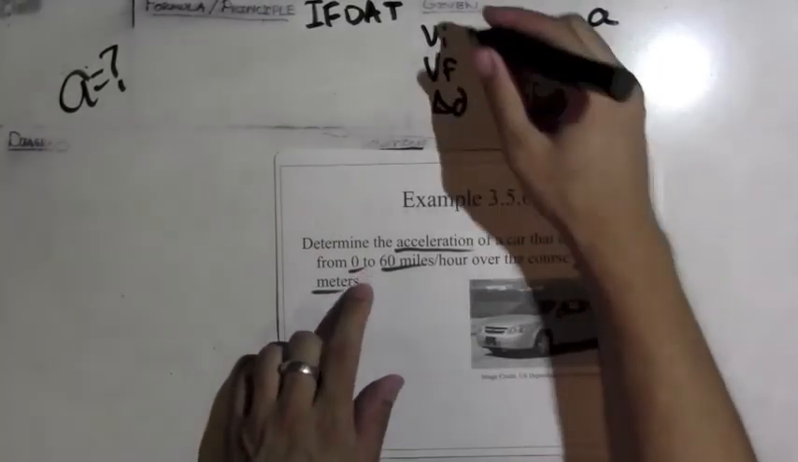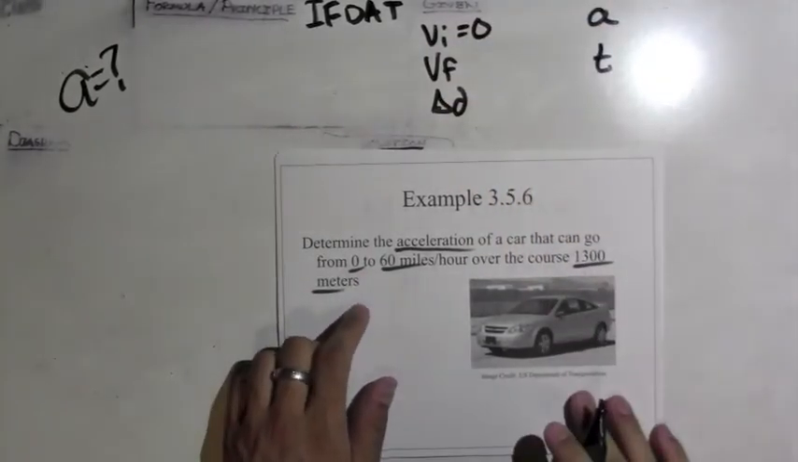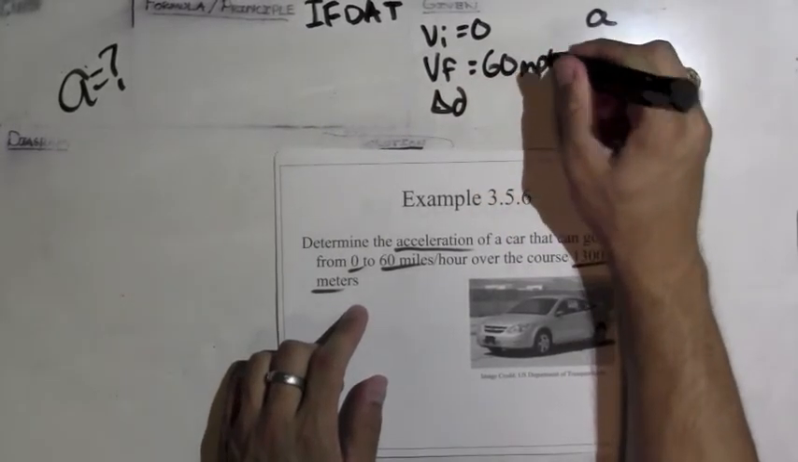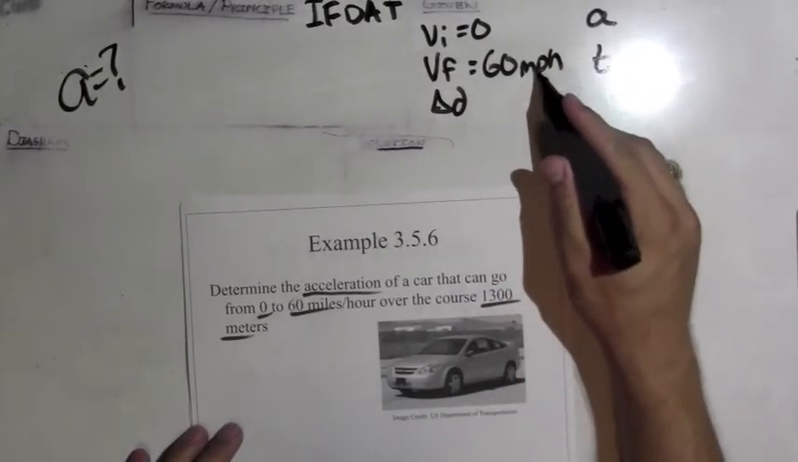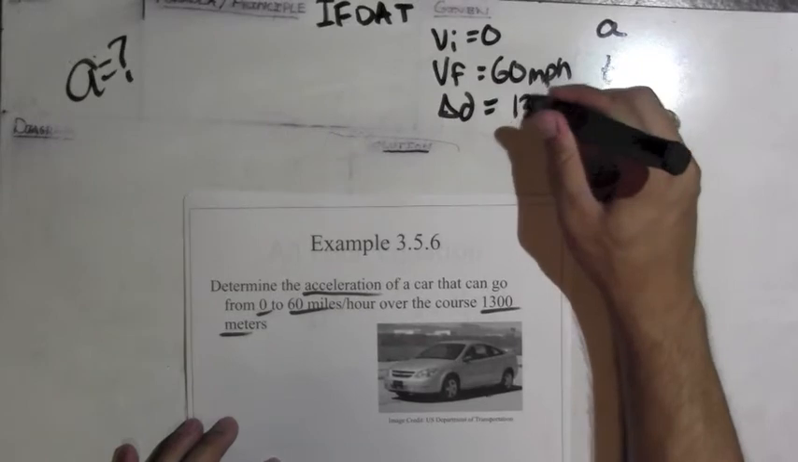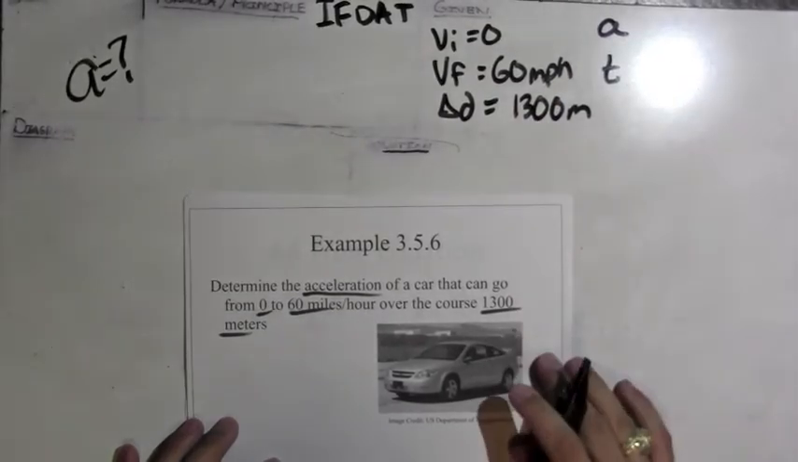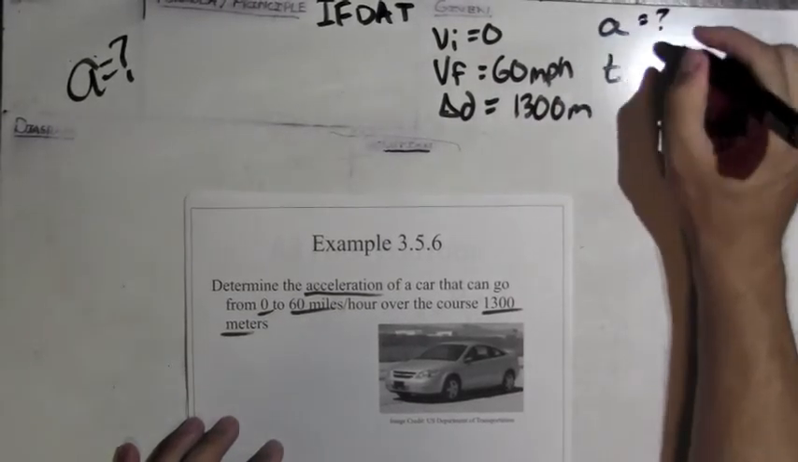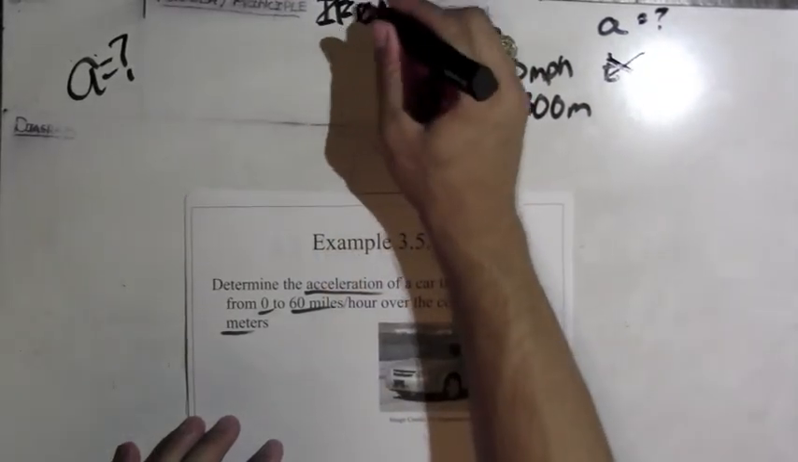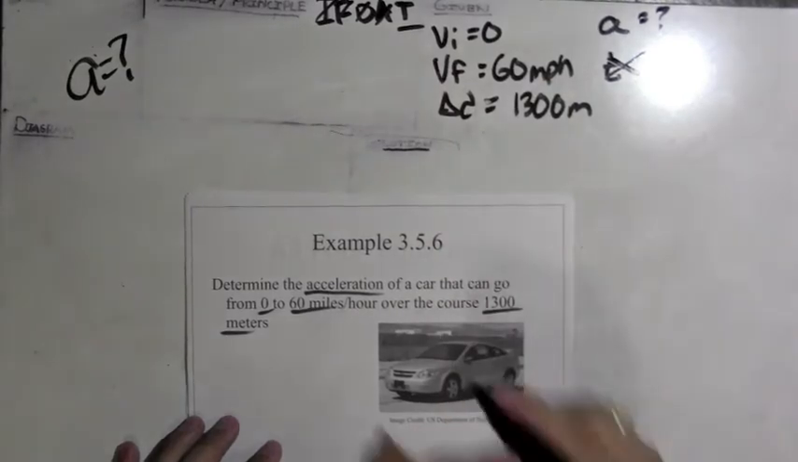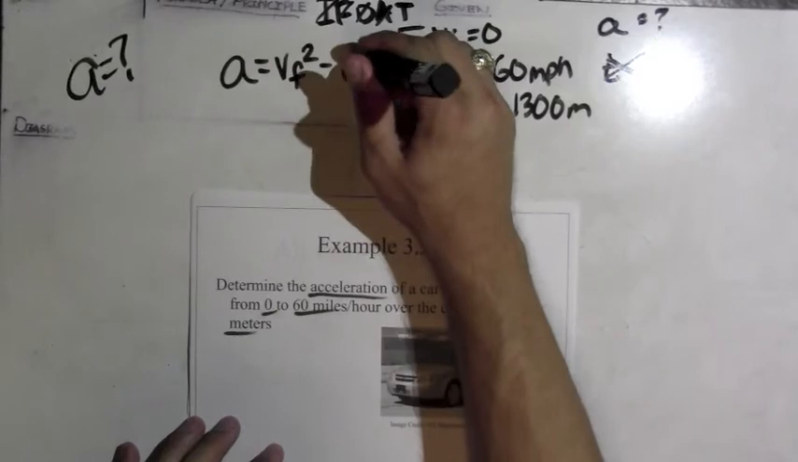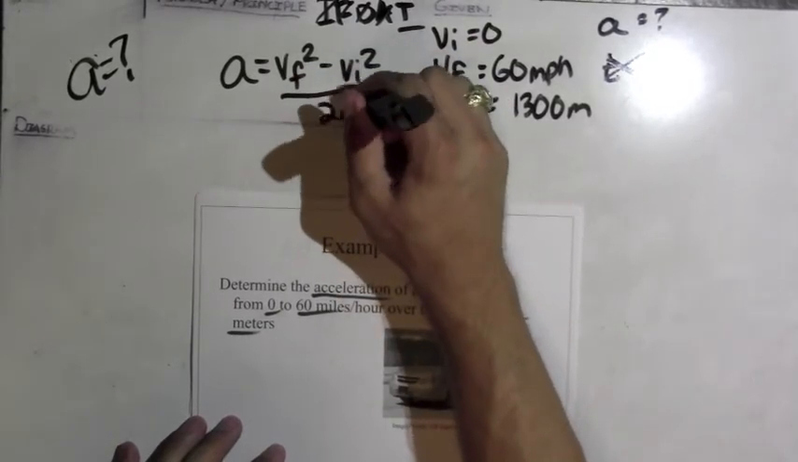Our initial velocity is 0, and that matches up with what we want it to be. We have 60 miles per hour. Now we're going to have to convert that, and you should remember what that is because we've used it so often, but we will convert it again here. You have 1,300 meters. We are trying to solve for the acceleration, and there is no time given. So that's the one thing that we're missing. So our equation is A equals VF squared minus VI squared divided by 2 delta D.